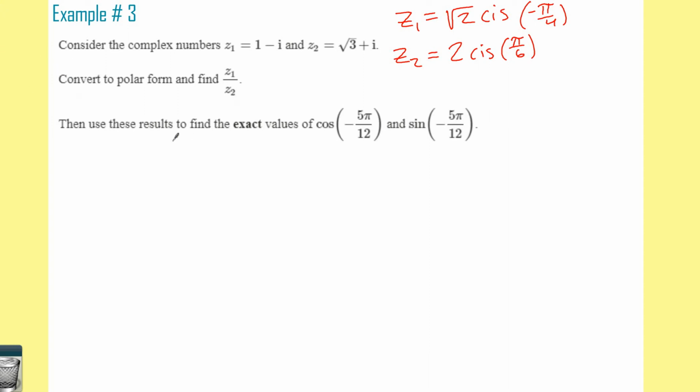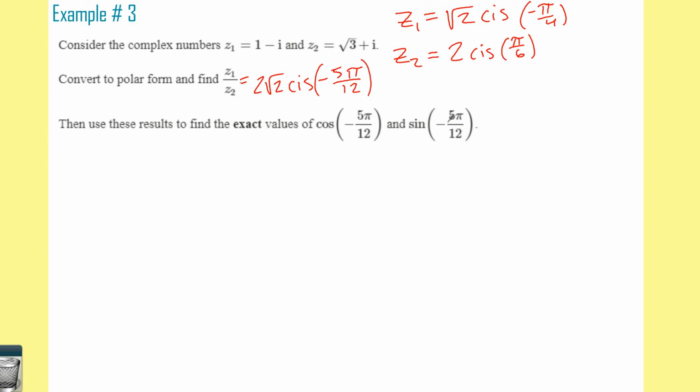Again, that's not so hard. We can just multiply, square root of 2, and then we subtract the first one, so negative pi over 4 minus pi over 6, that is negative 5 pi over 12. That's surprising? Hopefully not, because that's actually in the next part of the question.